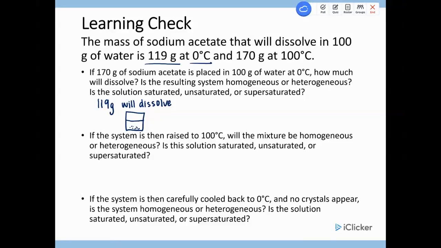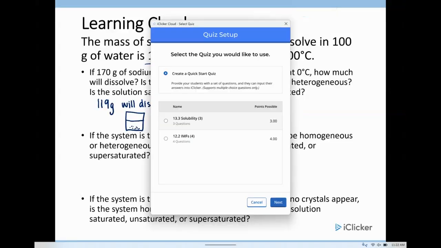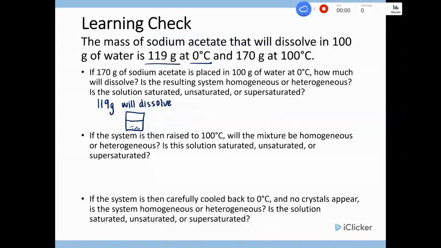All right, so now your task is to answer the rest of these questions. Is this a heterogeneous or homogeneous solution? Is this solution saturated, unsaturated, or supersaturated? And then you take that system, heat it to 100, and answer these questions, and then cool it back down and answer those questions. And then we'll go back to the gas slides.